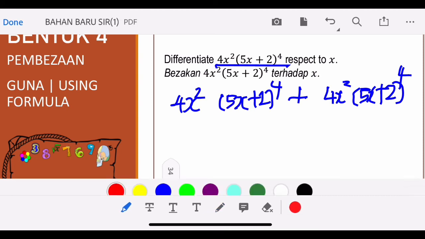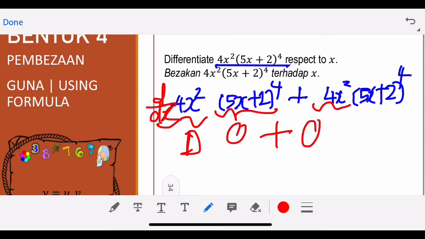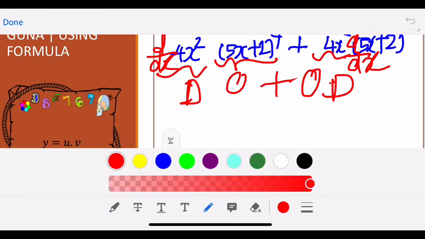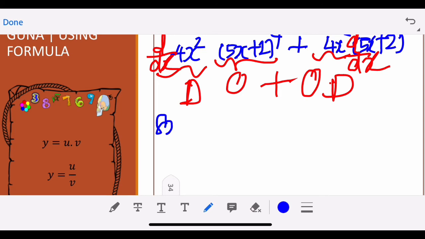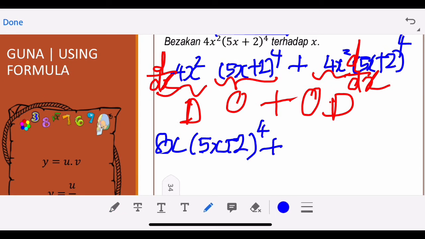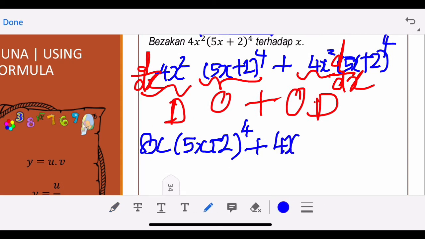Now, let's use a red pen. Let's label d/dx. This one don't differentiate, plus, don't differentiate. Right, okay, now we are going to do it carefully. So we differentiate, we get 8x, right? 2 times 4x, 2 minus 1. And this one don't differentiate, so we just copy down everything. Okay, 5x plus 2, power 4, right? Don't change your power, it's a plus because it's multiply. And then this one you don't differentiate, so you just copy down.